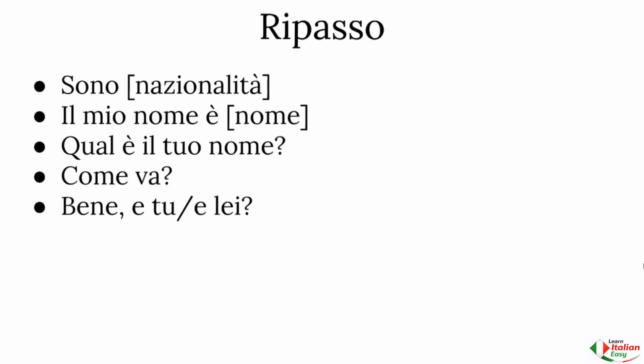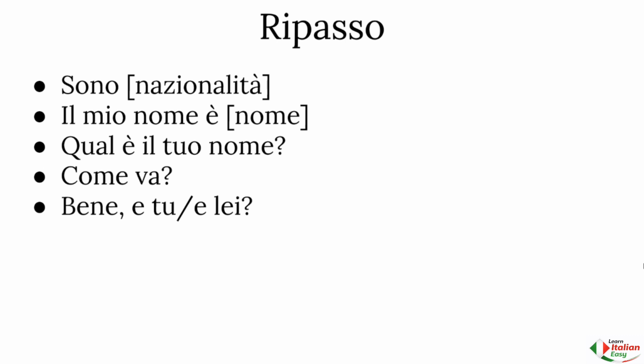Very good. And then let's review all these expressions from lesson 1. So the new ones, and some of the most tricky ones. So, how to express nationality? Sono italiana. For example, if you're American and you're a man, you would say sono americano. If you're American and you're a woman, you would say sono americana. Okay? Perfect. Il mio nome è Claudia.